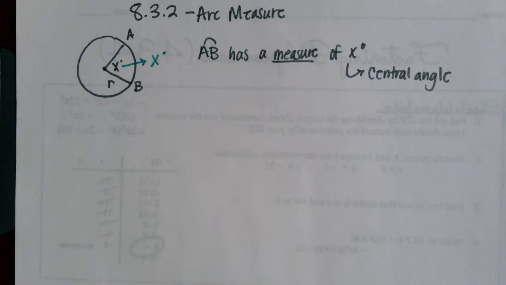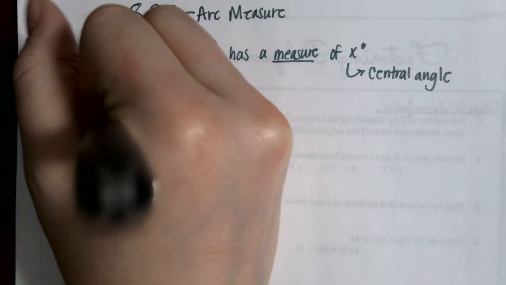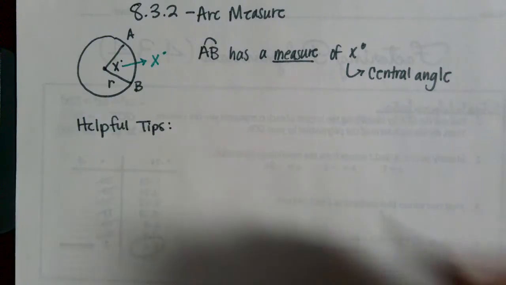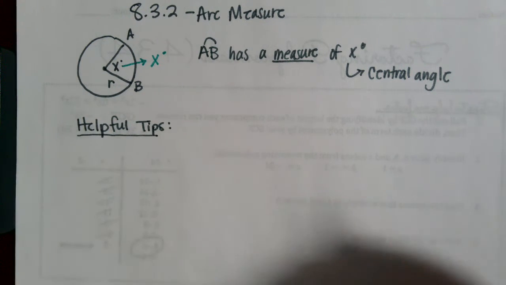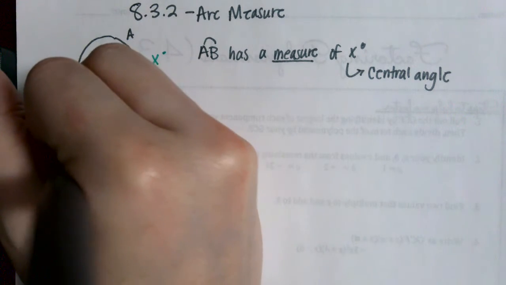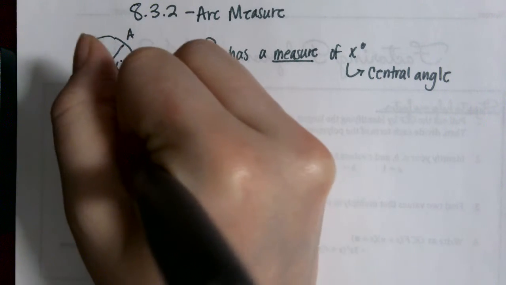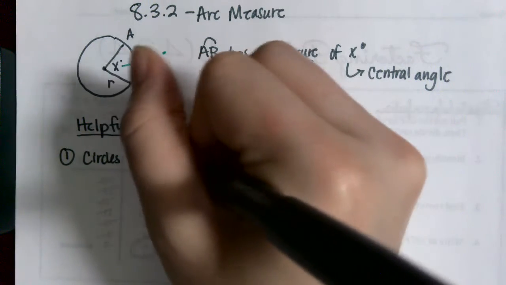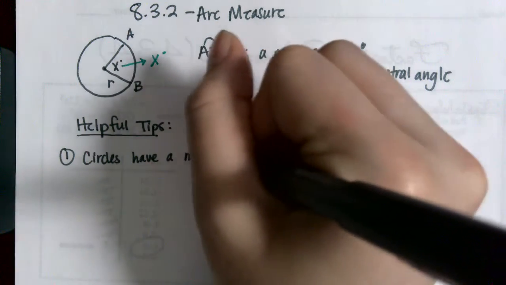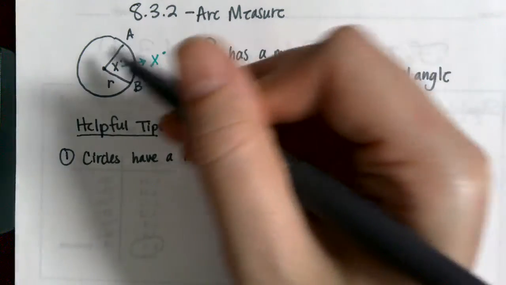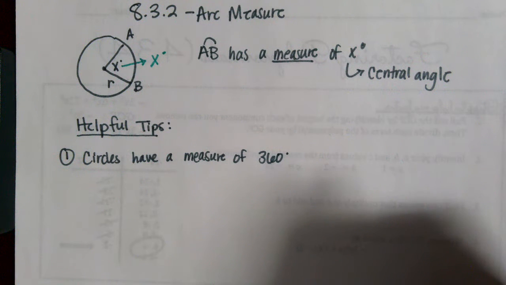And so we're going to use arc measures to solve some problems to find missing measures within circles. And there's a couple helpful tips so that we can be successful with this. So first is a reminder that all circles have a measure of 360 degrees. So the entire circle has a measure of 360 degrees.